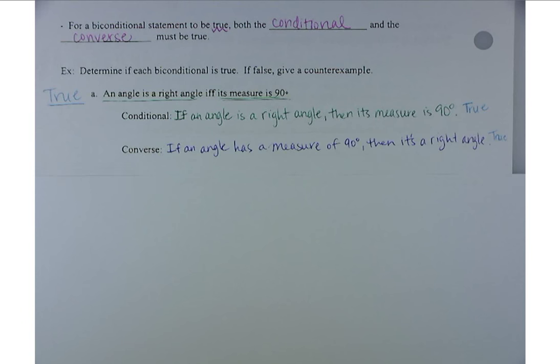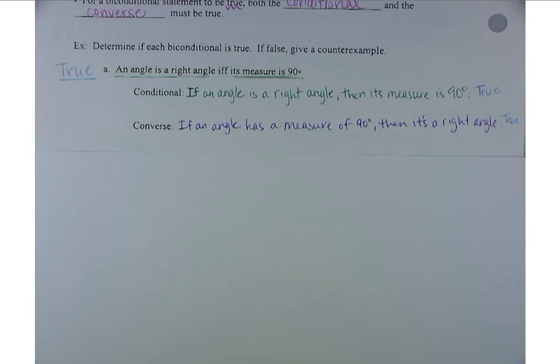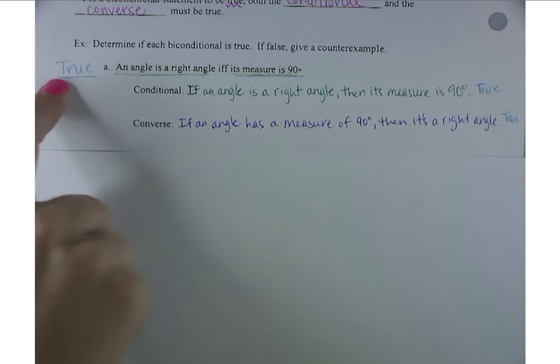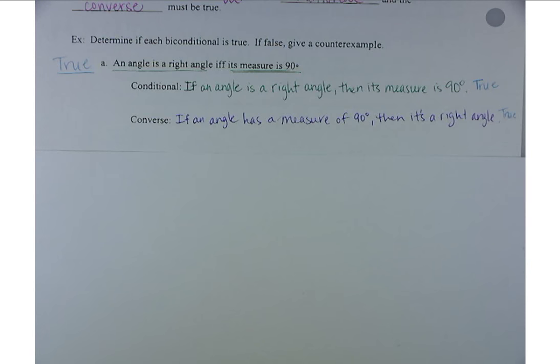Okay, so if an angle has a measure of 90 degrees, then it's a right angle. That's also true. So the rule is, if both of them are true, the biconditional is true. So next to the whole entire statement, I have true. So the conditional is true, the converse is true, the biconditional is true.